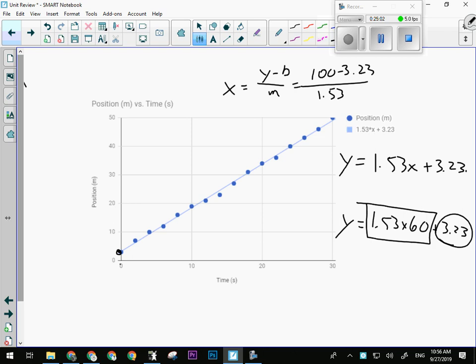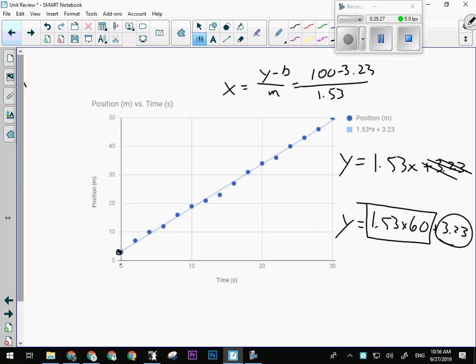Because in a situation like this, if you just use v equals d over t, will you get the right answer? No. Because if you just use v equals d over t, you're missing that. You won't be factoring in that you didn't start at a position of 0. You won't get the right answer. You'll get the displacement, not the final position.